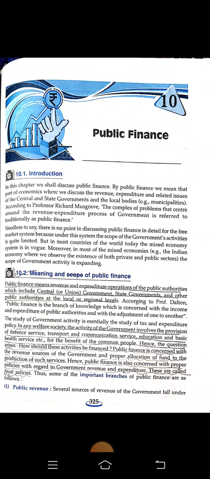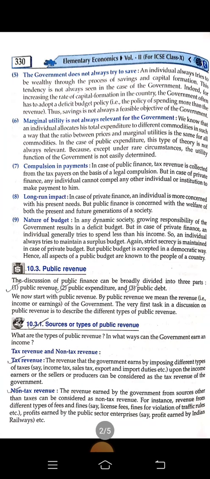Public finance is concerned with the revenue sources of the government and proper allocation of funds to the production of such services. Hence public finance is also concerned with proper policies with regard to the government revenue and expenditure. This is called fiscal policy. Okay, so the way the government is going to earn and the way the government is going to spend, this total policy when they're forming is called the fiscal policy.